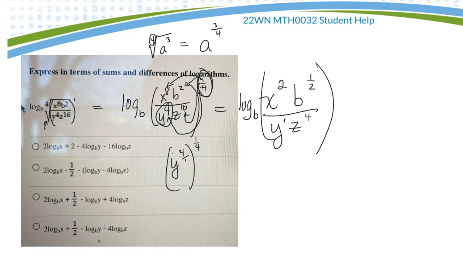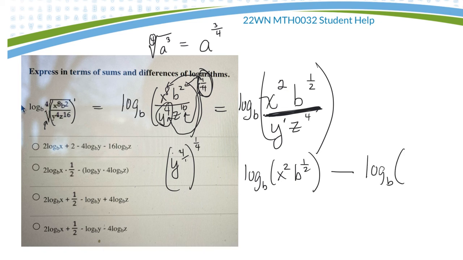Okay, now I can express this as a sum and difference of logs. Let's first deal with the quotient rule. So if I'm dividing, I could rewrite this as log base b of x squared b to the 1/2 minus log base b of the denominator, y to the 1st, z to the 4th. Do they have that? No. But it looks like I'm heading in the right direction.